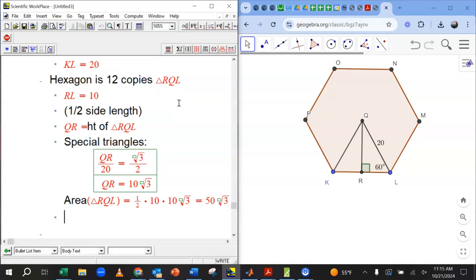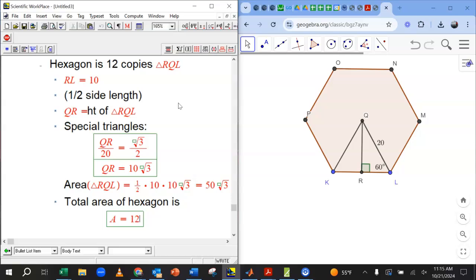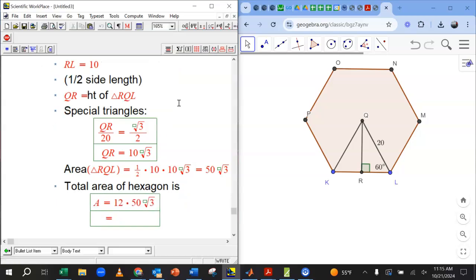Okay. And now the total area of the hexagon is 12 times that, which is going to be 600 root 3.